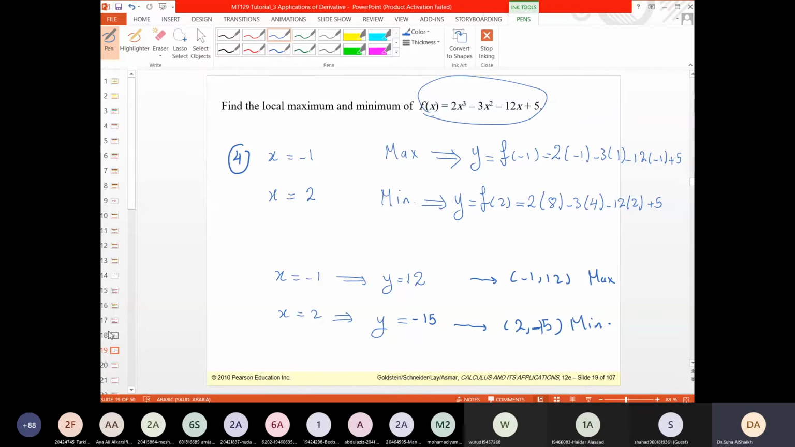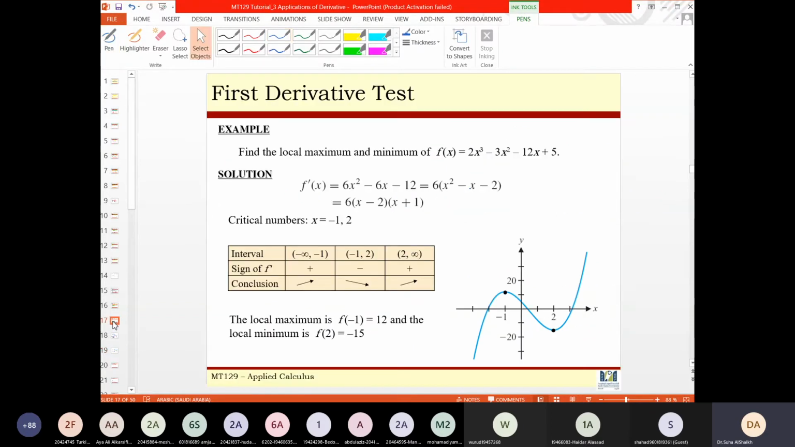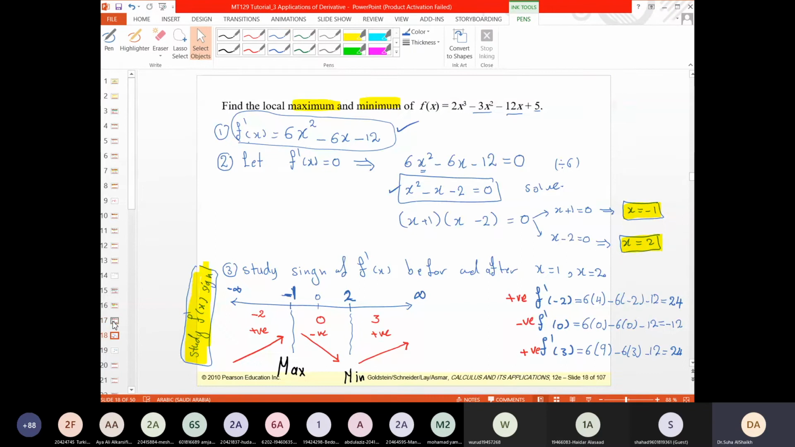So this is how we study the local maximum, minimum, the increasing and decreasing. Number 1, we find f dash. Number 2, we let f dash equal to 0. Number 3, we study the increasing, decreasing before and after. I will get from step 2.